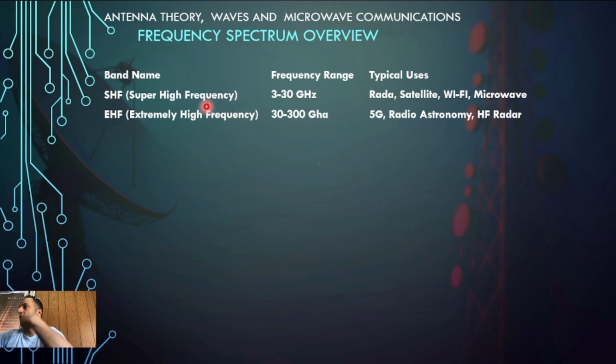So also another two wave bands, SHF or super high frequency, 3 to 30 gigahertz, for radar, satellite, Wi-Fi, microwave, or EHF, extremely high frequency, used for 5G, radio astronomy, and high frequency radar.